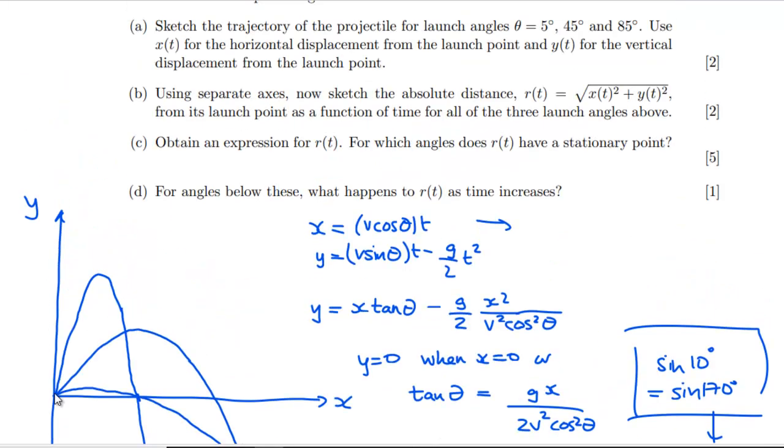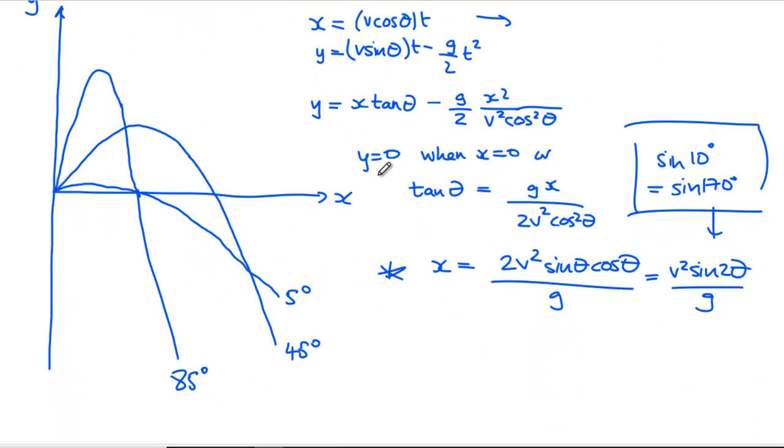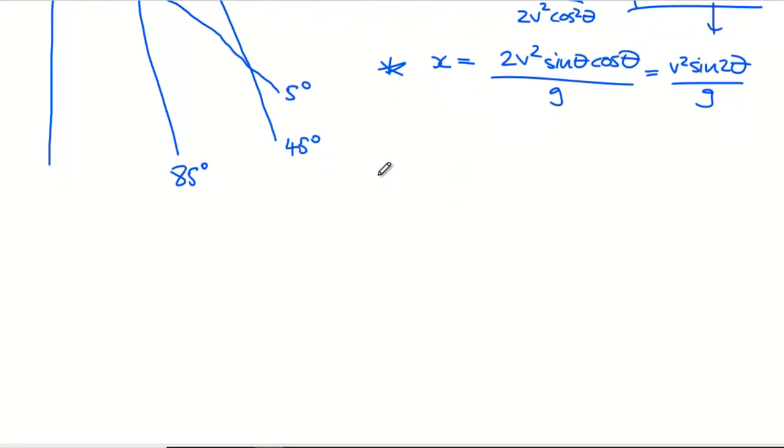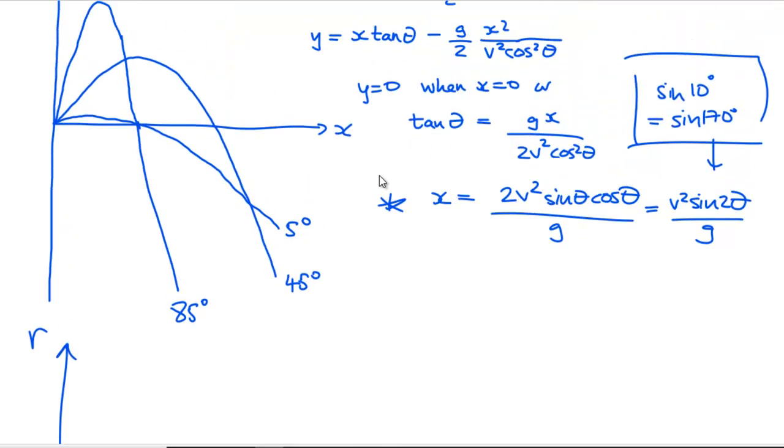B, using separate axes, now sketch the absolute distance, a Pythagoras type approach, from its launch point as a function of time for all 3 launch angles. Right, so we're turning this into absolute distance. So this means we're only going to need positive on this. So this is going to be against time, isn't it? So we've got time, we've got r. So let's think of what's happening for each one of them.